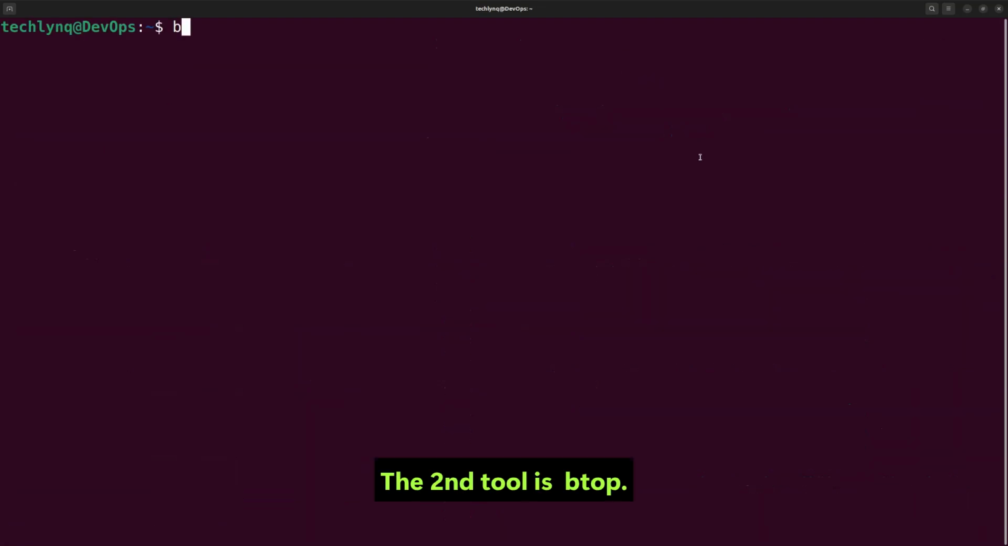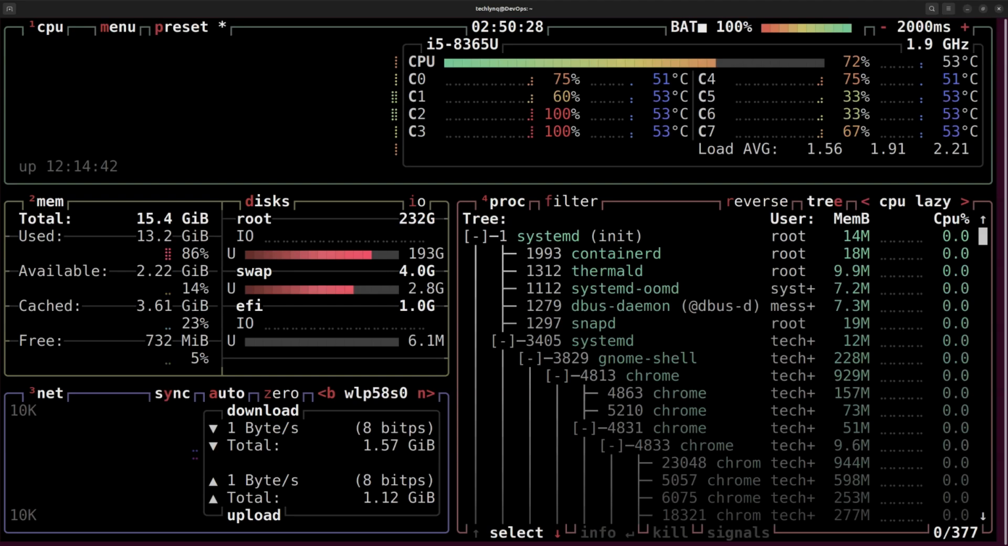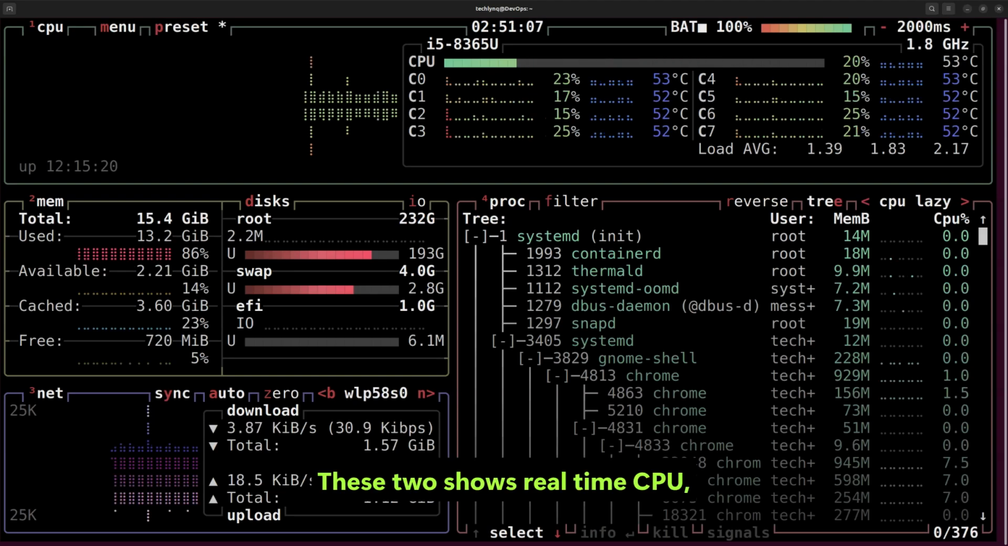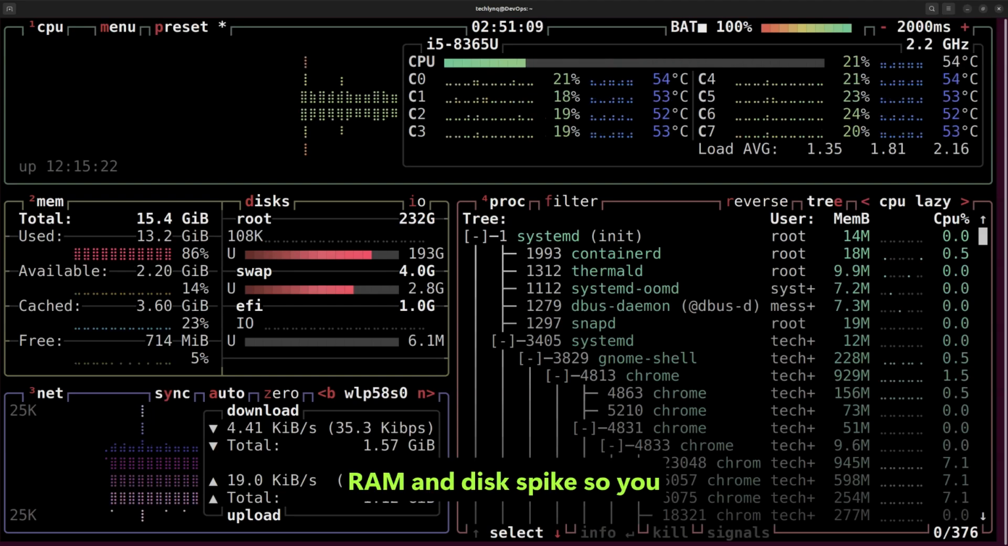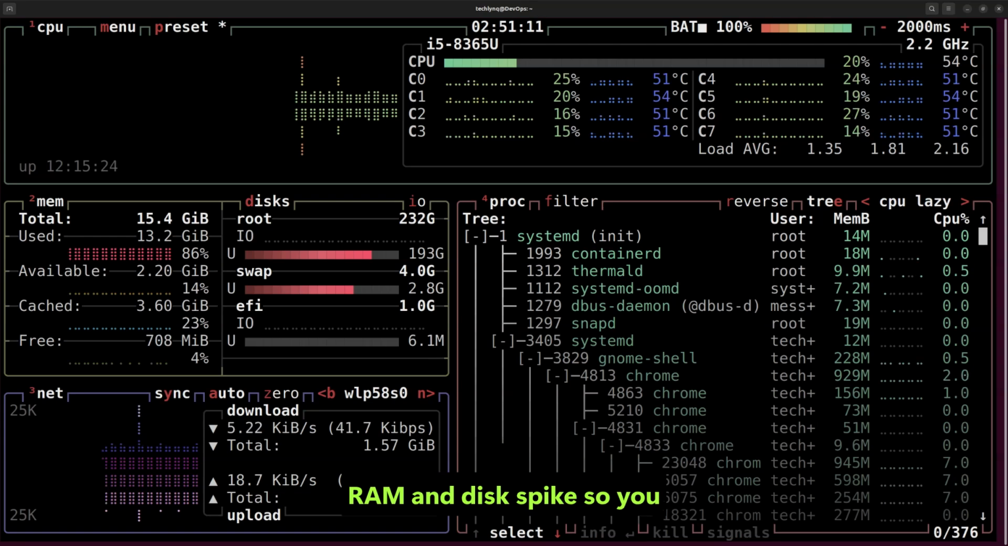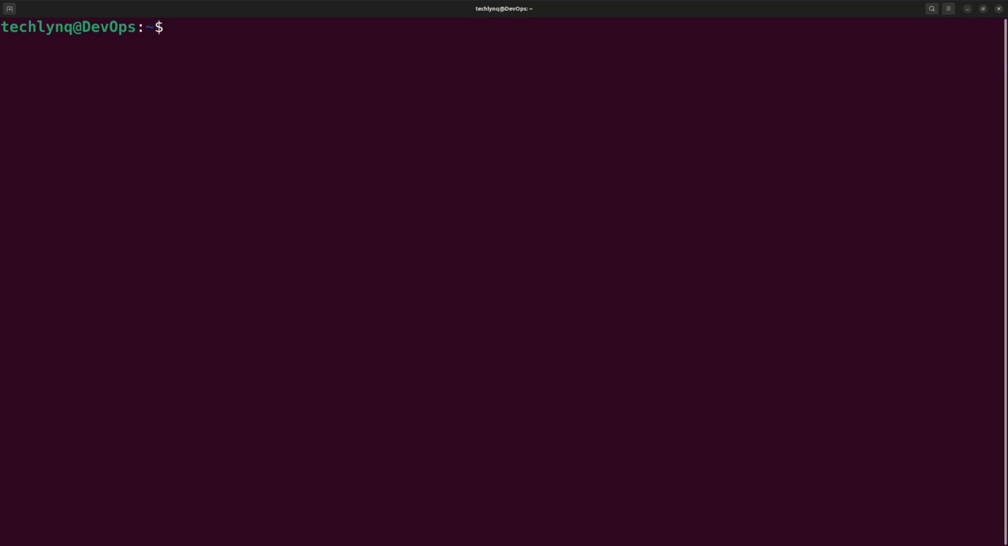The second tool is btop. This tool shows real-time CPU, RAM, and disk space, so you instantly see what just broke.